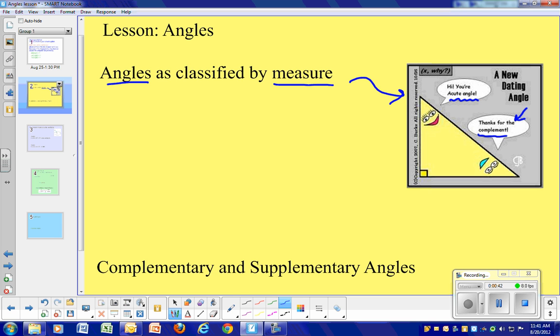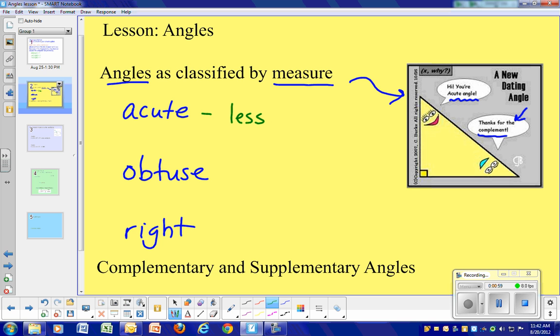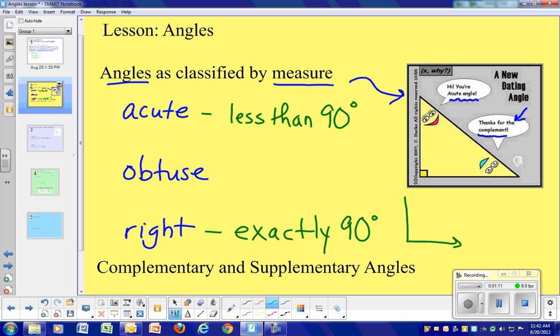Angles can be classified by measure by grouping them into three groups. One group, as the comic suggests, is the group of acute angles. One is the group of obtuse angles, and one would be the group of right angles. An acute angle has a measure of less than 90 degrees. A right angle, to skip down here, is exactly 90 degrees. And it's often shown in a picture with the little right angle symbol, which is a box like that. And the obtuse angles are angles that are more than 90 degrees, but less than 180.